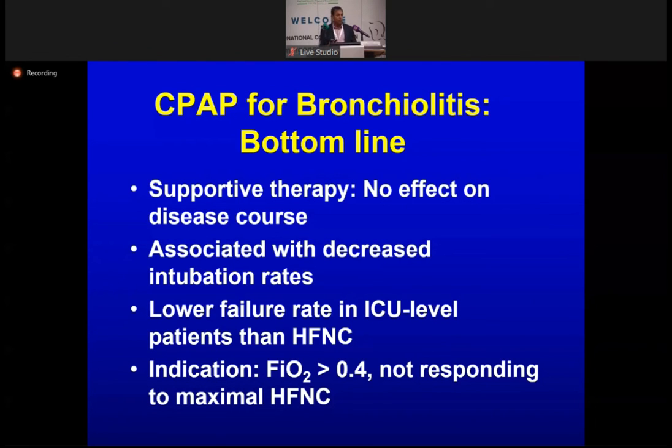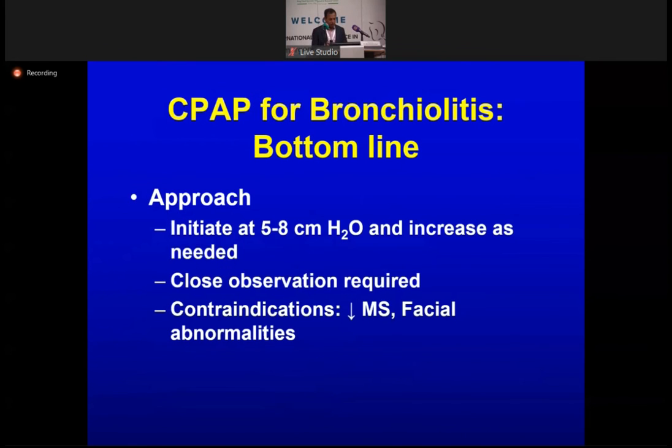So often our approach would be, if we had a patient with bronchiolitis with severe work of breathing, first we would use high flow nasal cannula oxygen up to 2 liters per kg per minute. And if the patient did not improve enough for that, then we would go to CPAP. Yeah, so we initiate it at 5 to 8 centimeters water, and then increase in gradations of 1 to 2 per minute as needed.